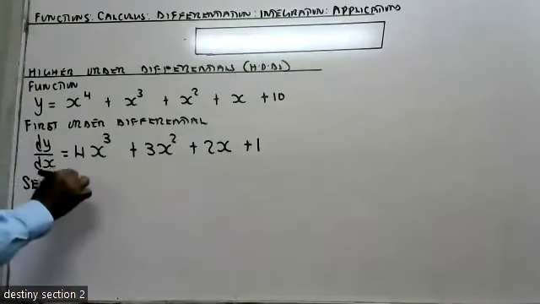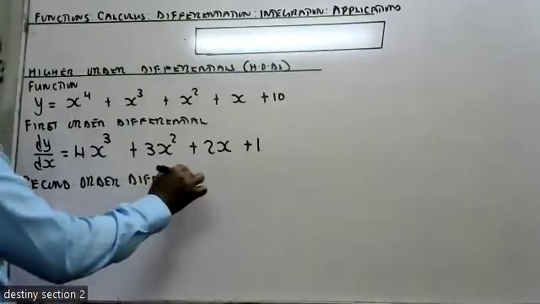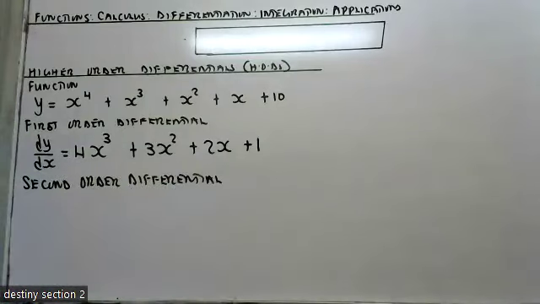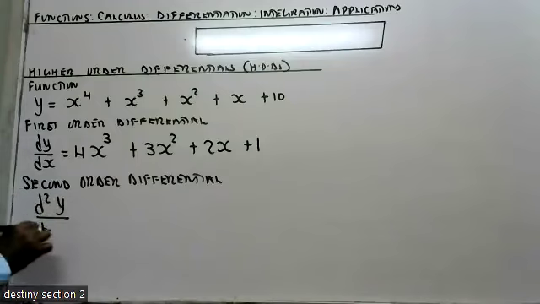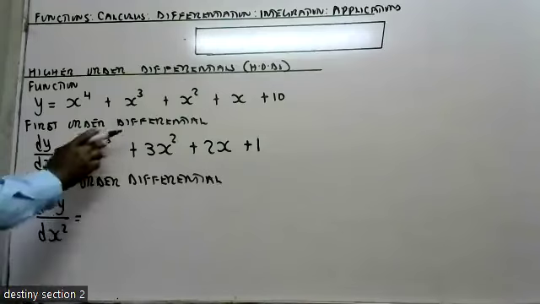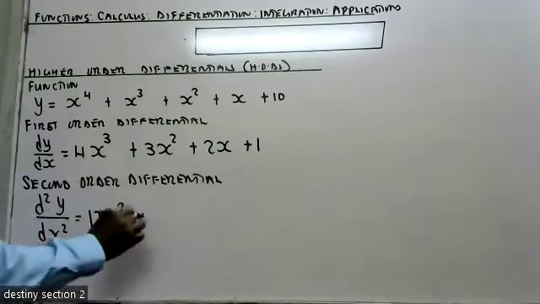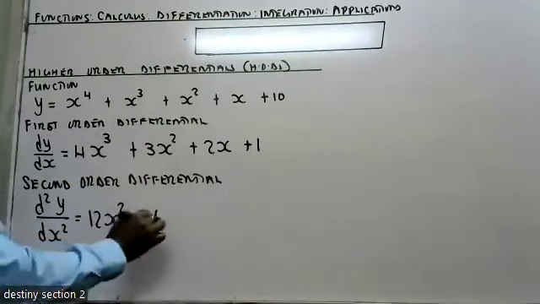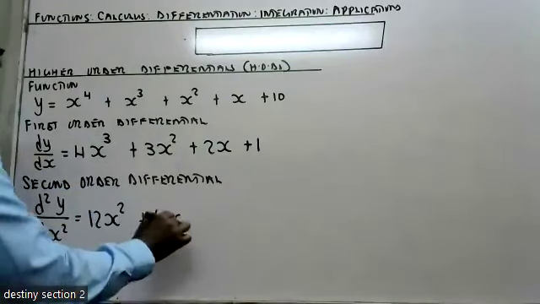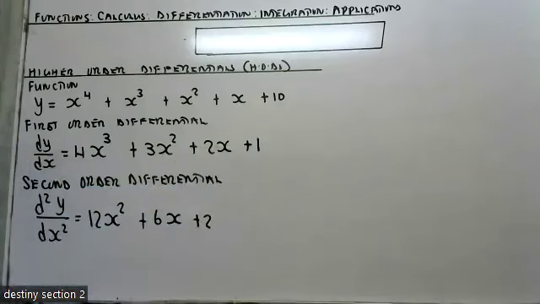If we are told to get the second order differential, it is written like this, delta squared y over delta x squared. That is how you write the second order. So we are differentiating this function now for the second time. So 3 times 4 is 12, then I raise 1, I get 2. Plus 2 times 3 is 6, I raise 1, I get x. 1 times 2 is 2. That's all.